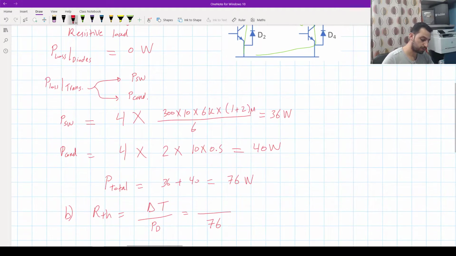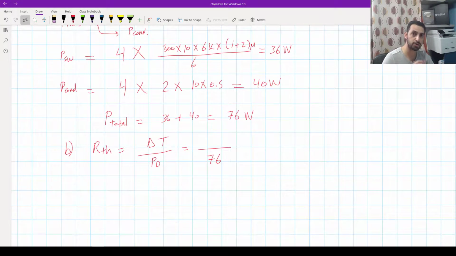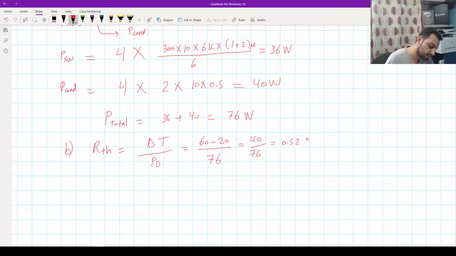So that's why we have to choose a heatsink, and that heatsink should take that heat and dissipate it to the ambient very quickly. To know what is the thermal resistance for that heatsink, we look at the difference, which is 40 divided by 76, and that will give us 0.52 Celsius per watt. Okay, so I can choose 0.52, 0.5, 0.4. That means for each watt dissipation, just 0.5 degree increase in temperature is seen.